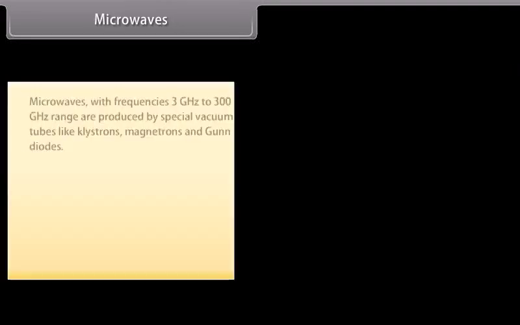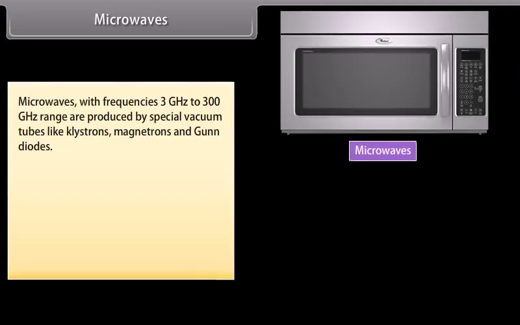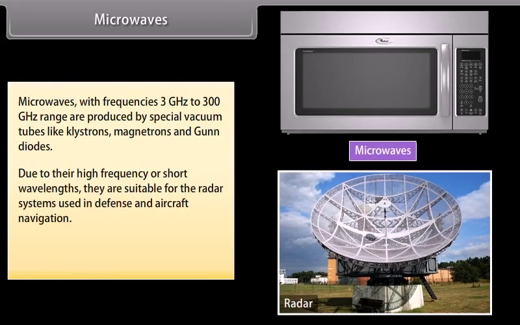Microwaves. Microwaves with frequencies in the 3 GHz to 300 GHz range are produced by special vacuum tubes like klystrons, magnetrons, and Gunn diodes. Due to their high frequency or short wavelengths, they are suitable for the radar systems used in defense and aircraft navigation. Microwave ovens are a domestic application of microwaves.